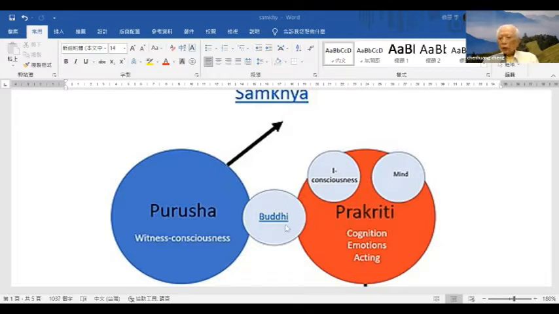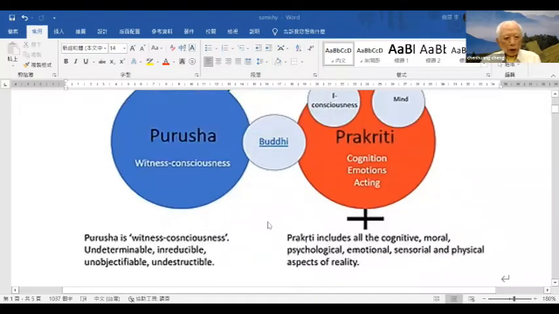Buddhi, as we know, means awareness. When Purusha comes into Prakriti, then the faculty of cognition, emotion, and acting are actualized. And this kind of actualization is called Buddhi. Buddhi means to be aware of something. Okay, then we have the explanation here.